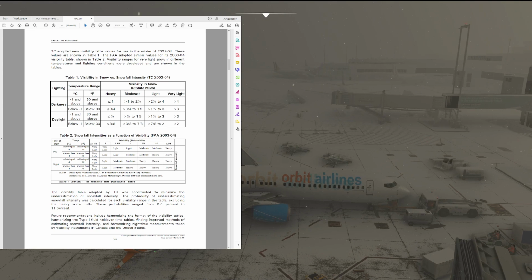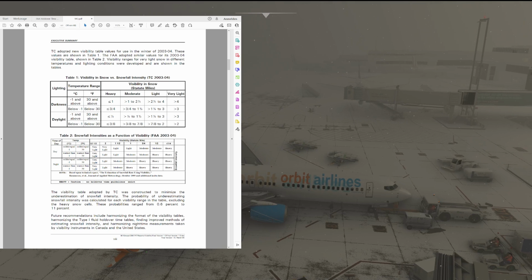And we can see the visibility is really not good. We can't even see the runway threshold over here. We can just barely make out where it probably should be. So that's a visibility of less than 500 meters for sure.